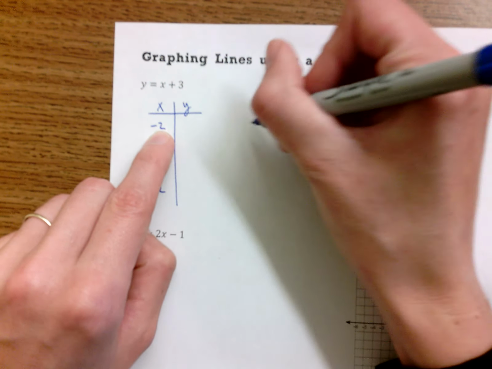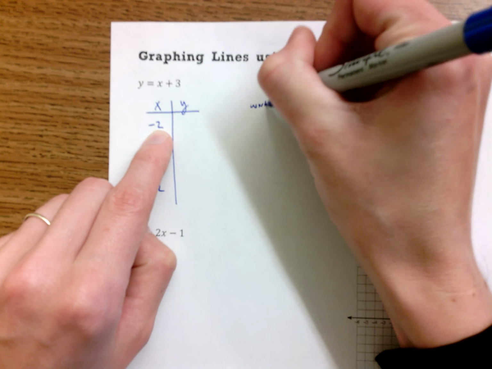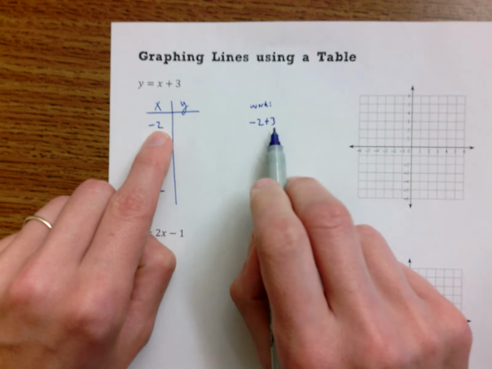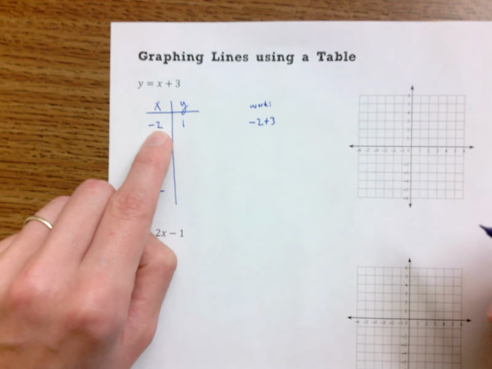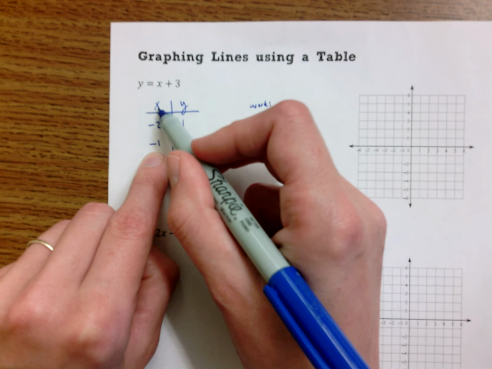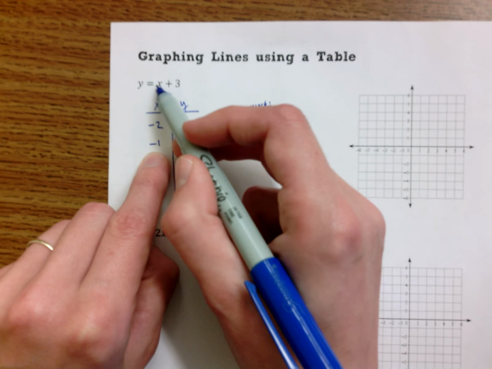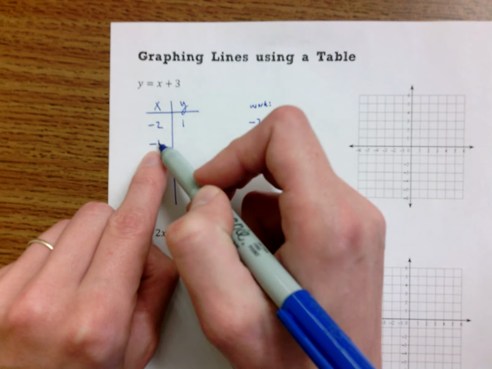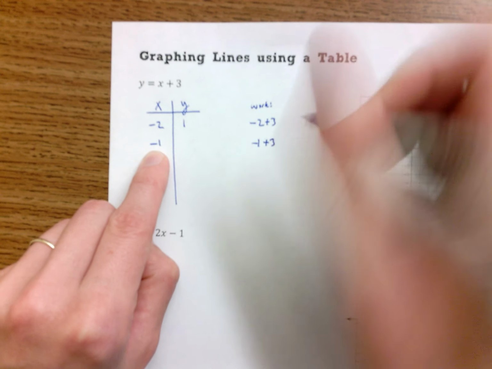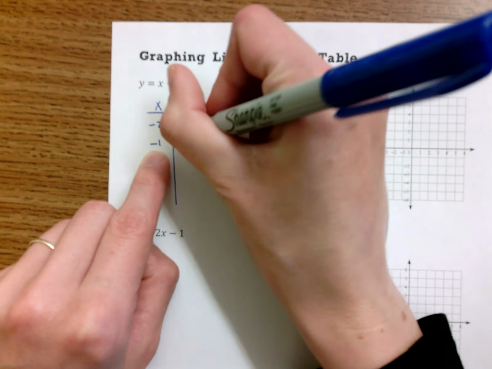I'm going to write that down over here just as a little bit of side work, that I'm doing -2 plus 3. So 2 fires, 3 buckets of water, that's 1. If I have -1 as my X value, this tells me to find Y, I take that X number and I add 3 to it. So -1 plus 3. That's 1 fire, 3 buckets of water. That's 2.